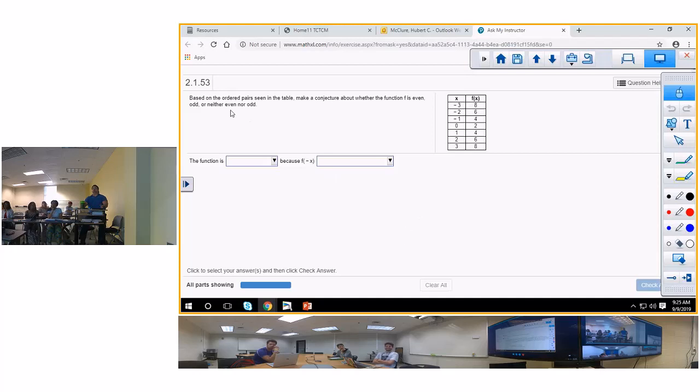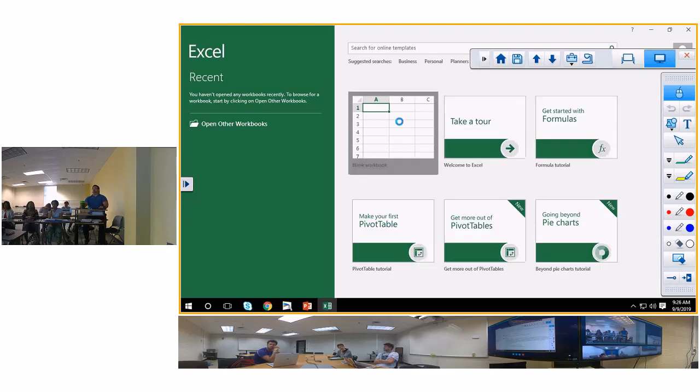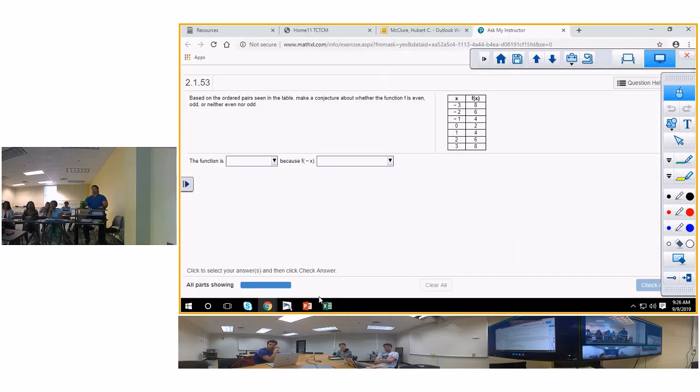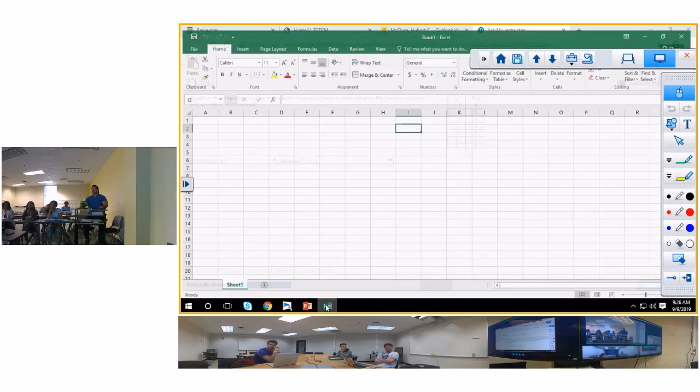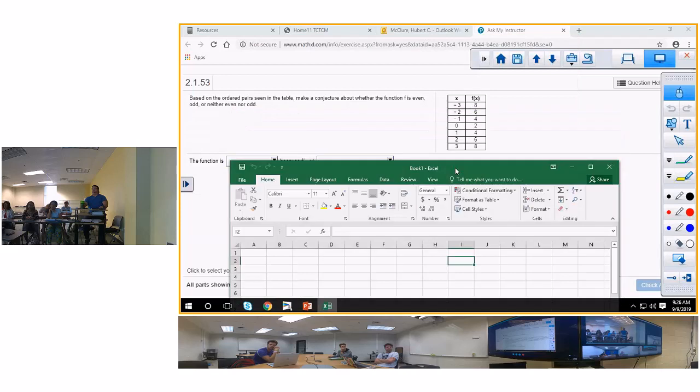Okay, it says, based on the ordered pairs seen in the table, make a conjecture about whether the function is even or odd. Well, I'm going to take up my handy-dandy Excel spreadsheet. And the reason I use the Excel spreadsheet is because it's easier than using that calculator on the board with the mouse. It's just very difficult. Okay, so I'm going to pull this down, and I'm just going to type them in right here.